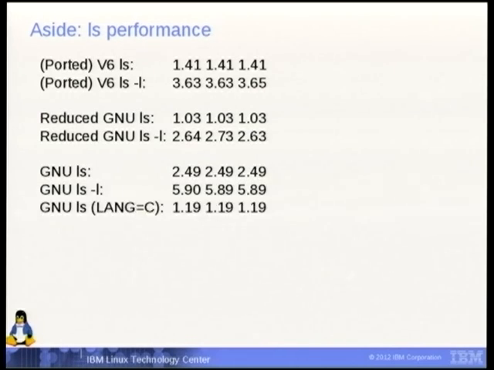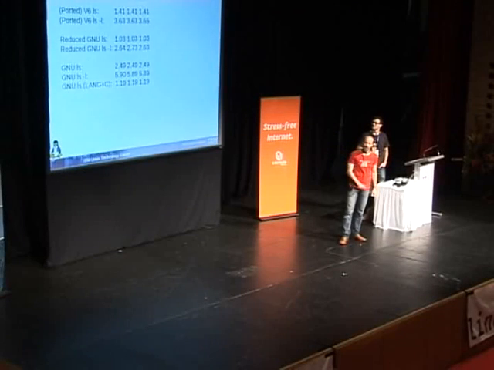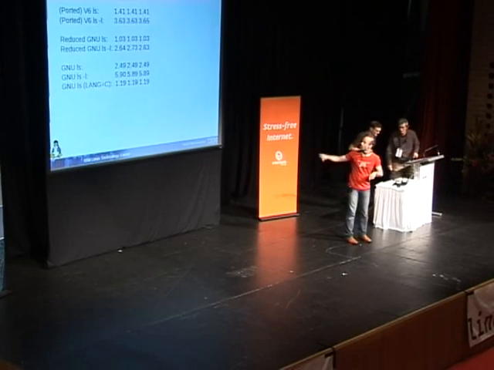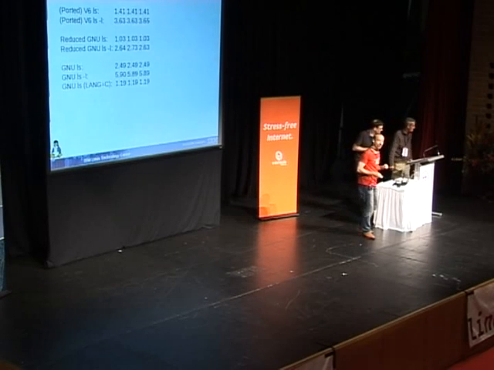Until I realized, of course, Ubuntu just decided that I don't want ASCII order. I want things to be collated and sorted in an order that folds the cases. And this is the penalty that we're paying. LS is over twice as fast when you set LANG equals C. So this should nominally be equivalent, but we're paying 20% overhead in time there just for features that we don't use. Okay.